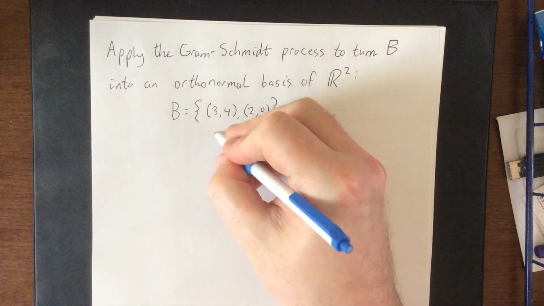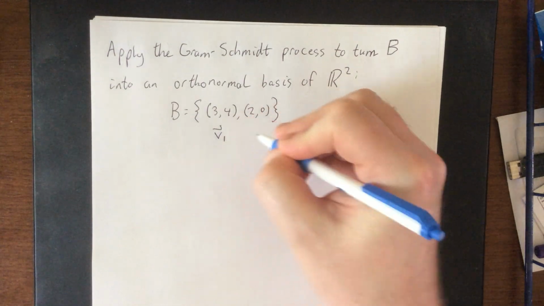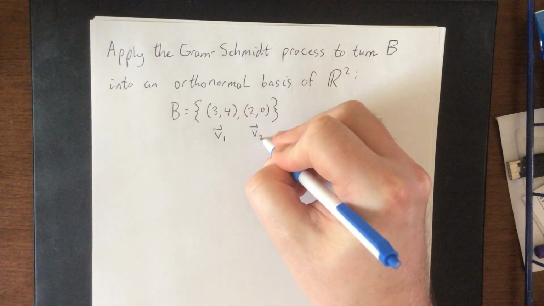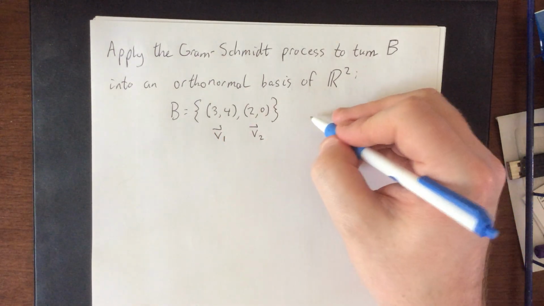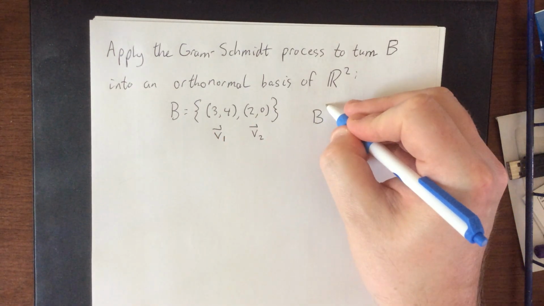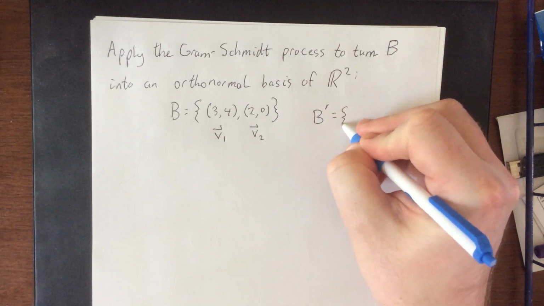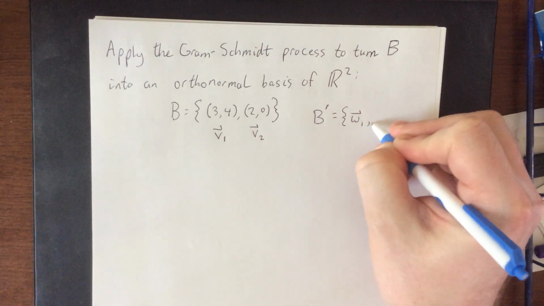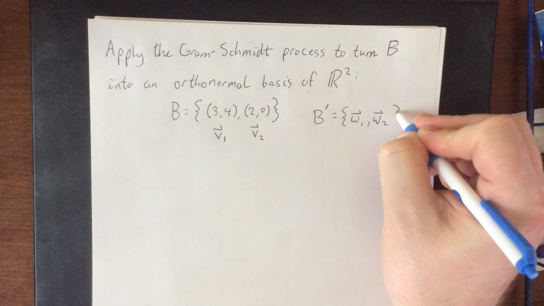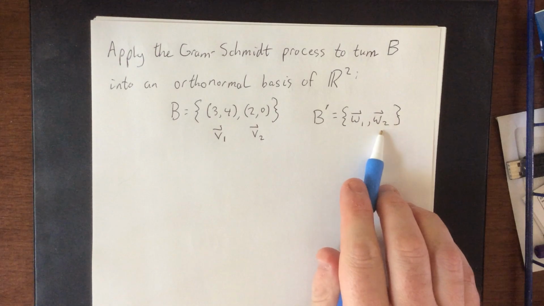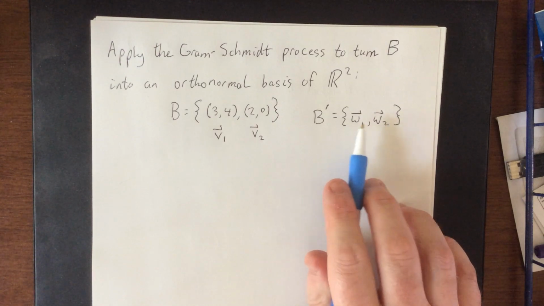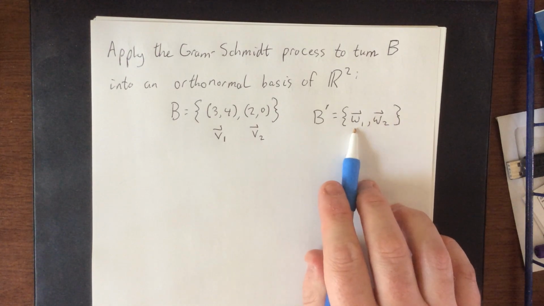Now, for the sake of simplicity, we're going to refer to the first vector in this set as v1 and the second vector as v2. Our first goal is going to be to create an orthogonal basis that we're going to refer to as B prime. That will consist of vectors w1 and w2. The idea is every time we create a new vector for basis B prime, it has to be orthogonal to everything that's already in basis B prime.